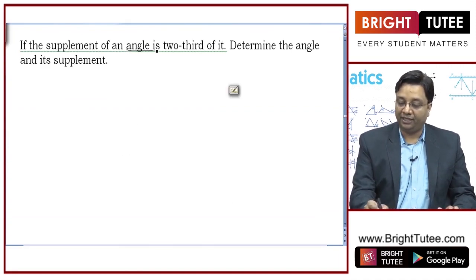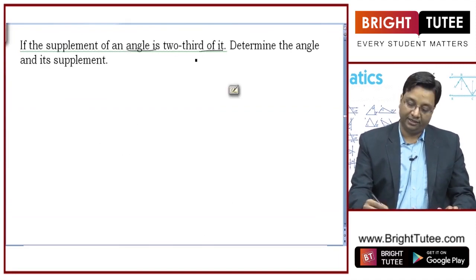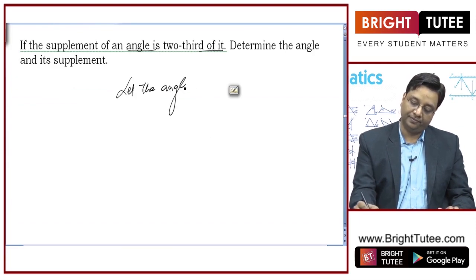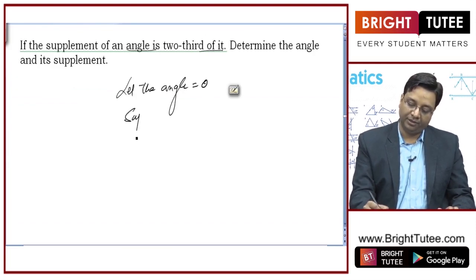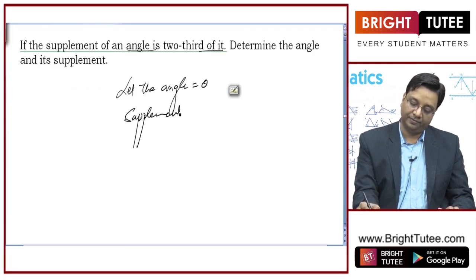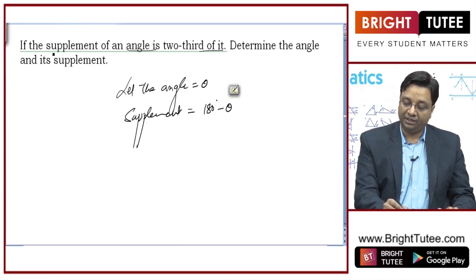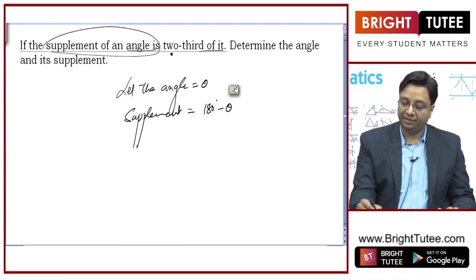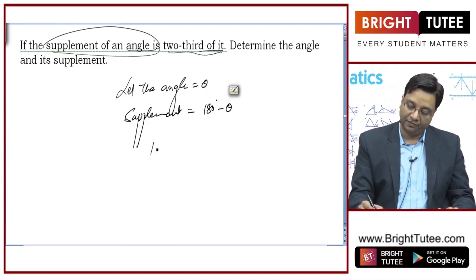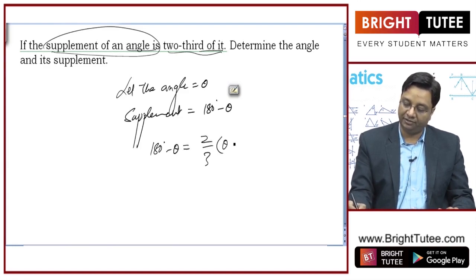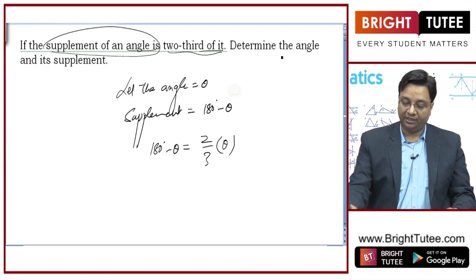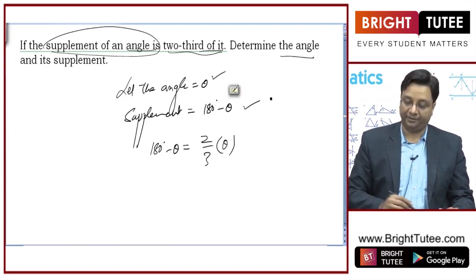If the supplement of an angle is 2/3 of it, right? Let the angle be theta. The supplement of this angle will be 180 minus theta. Now the supplement of this angle is 2/3 of it. So 180 minus theta is 2/3 of theta. This is the given condition. Okay. Determine the angle and its supplement. So we need to find theta and 180 minus theta.